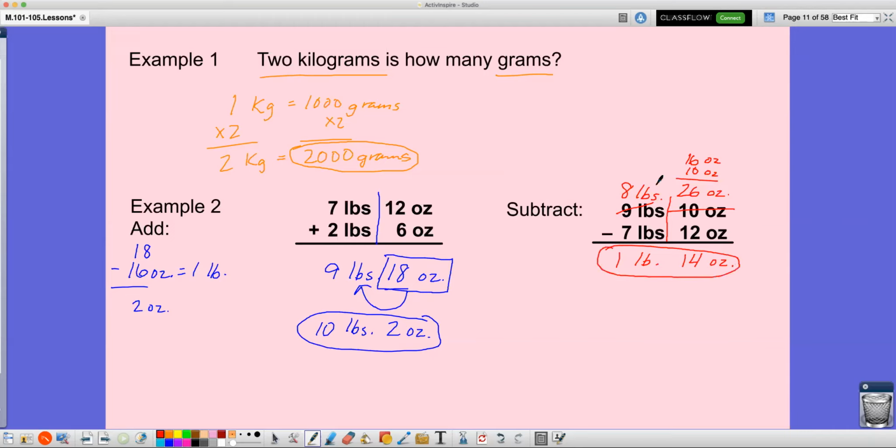So what it amounts to is 8 pounds, 26 ounces, which is exactly the same as 9 pounds, 10 ounces. All right, we didn't actually change anything there.